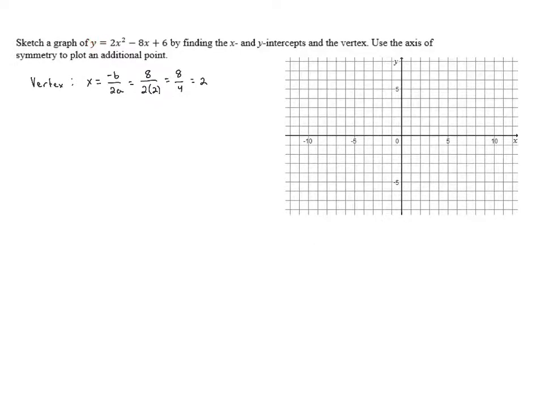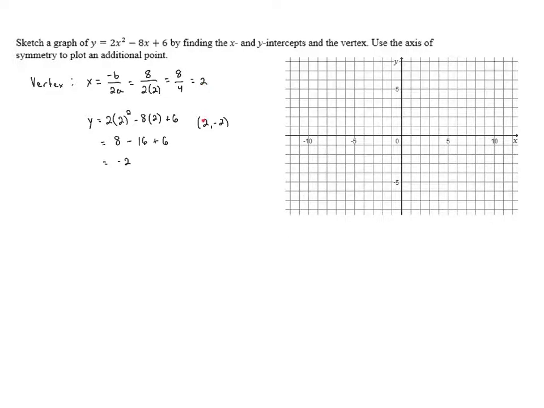To find the y-coordinate, we need to plug 2 in for x. So y is going to be 2 times 2 squared minus 8 times 2 plus 6. Now, 2 squared is 4, and 2 times 4 is 8. So we've got 8 minus 16 plus 6. 8 minus 16 is negative 8, and negative 8 plus 6 is negative 2. So the vertex is going to be the point 2, negative 2.